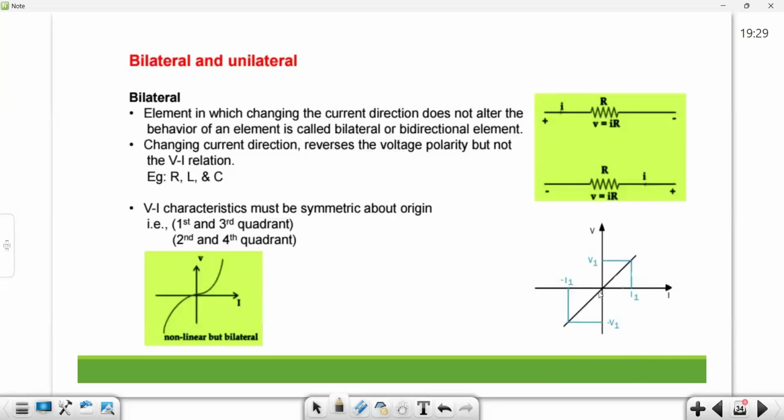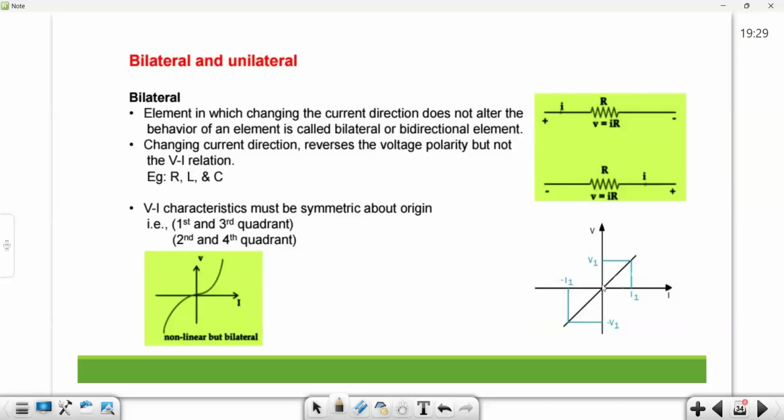That is bilateral and unilateral. Bilateral and unilateral: the elements in which changing the current direction will not alter the behavior of the element. If changing the direction should not change the behavior of the element, then it is called bilateral or bidirectional.